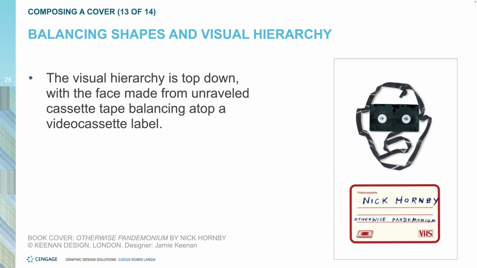Balancing shapes and visual hierarchy. So when we start to think about visual hierarchy, in this case they have us going from top down. We have the face on there. Some of you may not recognize what that is, but the face is actually made out of part of that tape. The video cassette tape is drawn out, pulled out, and makes up the shape. Below there, as you'll see, it says video cassette. So this is the video cassette label.